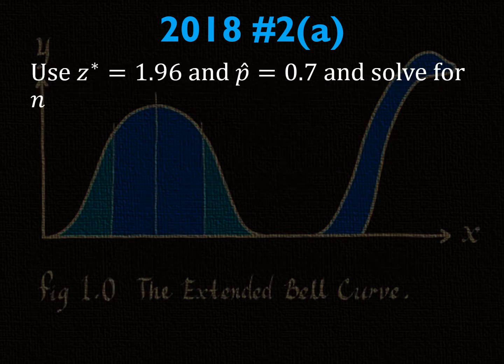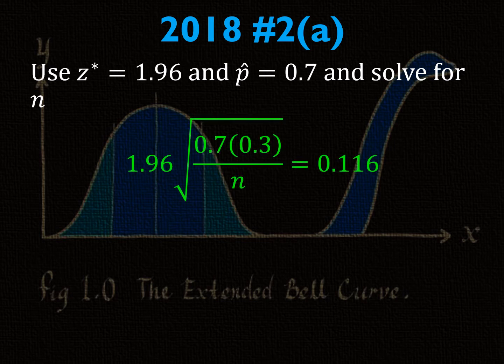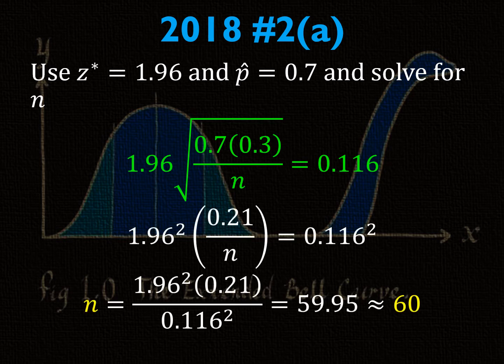Now you're going to plug in 1.96 for z star since it's a 95% confidence interval, and you know p hat is 0.7, you're going to solve for n. So 1.96 times the square root of p hat, which is 0.7, times 1 minus p hat, which is 0.3, all over n is equal to the margin of error 0.116. Do some algebra, and you see that n has to equal about 59.95, or about 60 students.